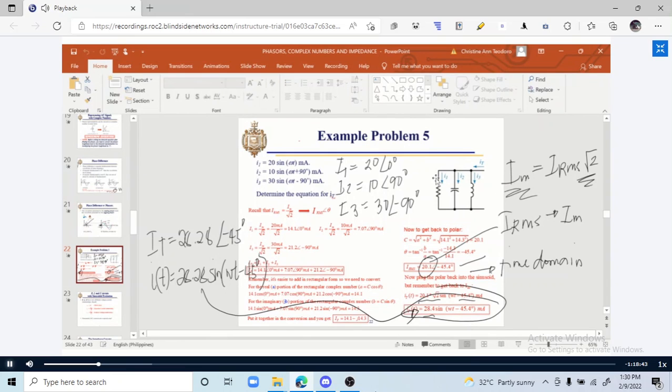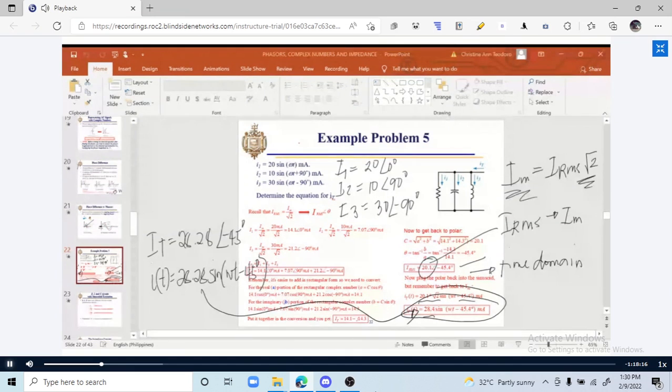Okay, now let's have an example. This is the original circuit. We have three givens. We have I1, which is 20 sine omega t milliamps. We have I2, which is 10 sine omega t plus 90 milliamps. And we have I3, which is 30 sine omega t minus 90 degrees milliamps. Determine the equation for I total.